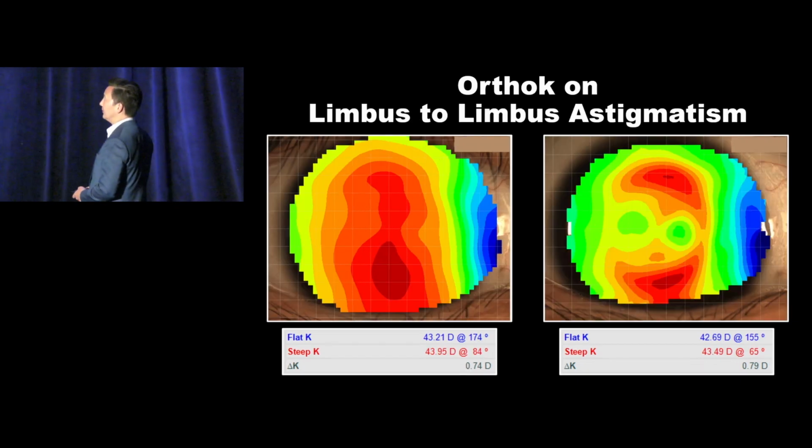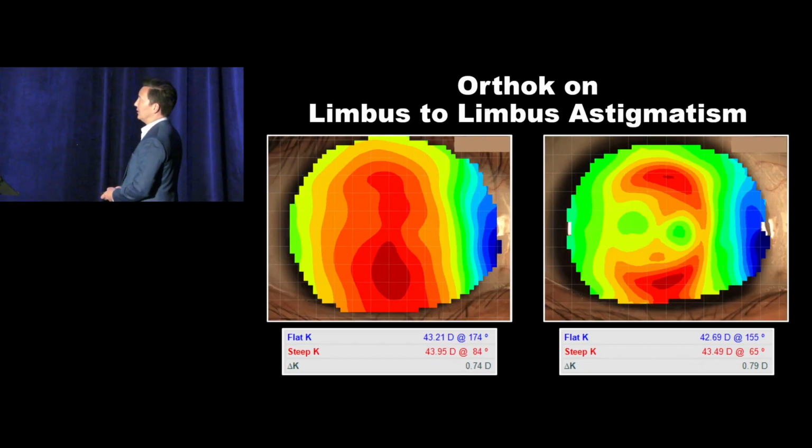Now here on this limbus to limbus astigmatism, you see the hot contours, all of them, yellow, orange, red, all running from one side of the eye to the other. Then post-wear, notice how we've really not pushed that hot meridian out of the way.